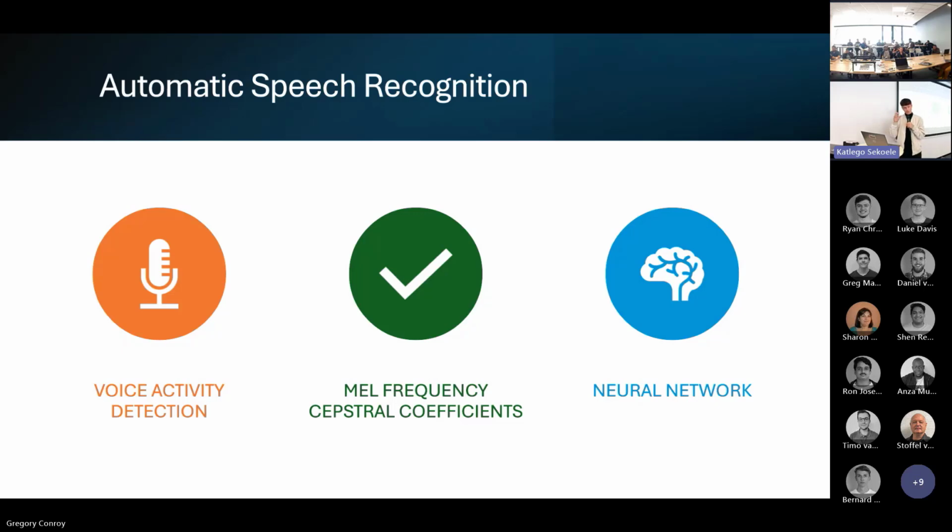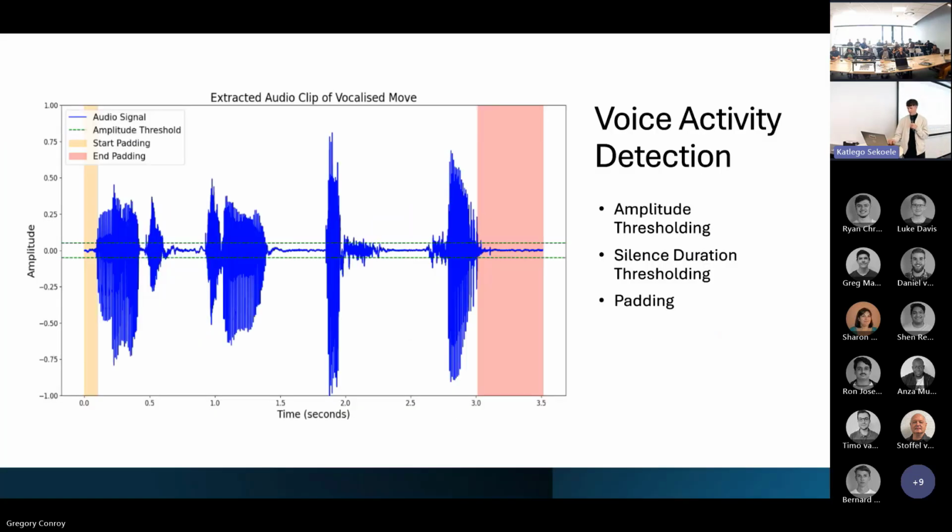Then those can't just be passed into the classifier, right? They need to be formatted in some way. So I use Mel-frequency cepstral coefficients for that, but I'll dive into that a bit later. And then I pass the features into a neural network, which basically spits out what move you said. So to start, how did I implement the voice activity detection?